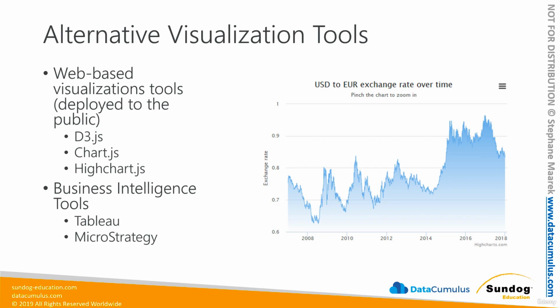D3 stands for Data-Driven Documents. D3.js is a JavaScript library which is used for manipulating documents based on data. It's a dynamic, interactive, and online data visualization framework. There's no standard visualization format for it, but it works with web standards such as HTML, CSS, and SVG. It claims to be lightweight, fast, and works with large data sets.